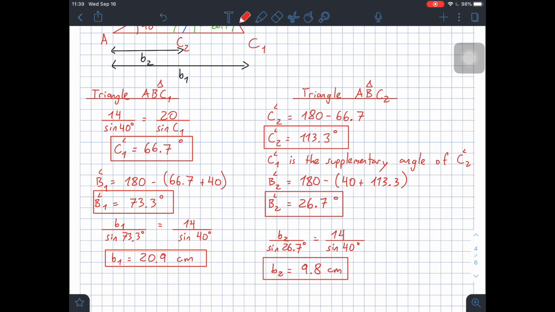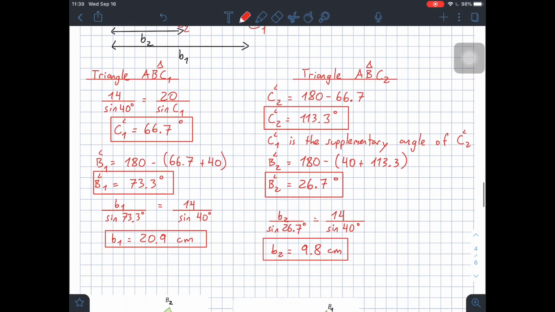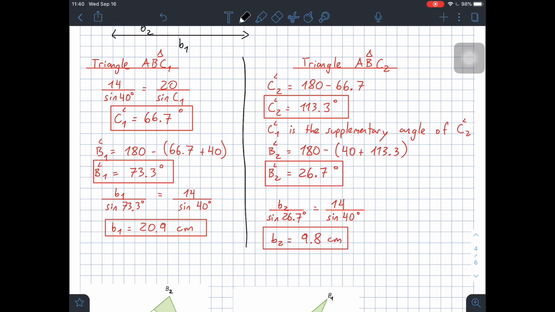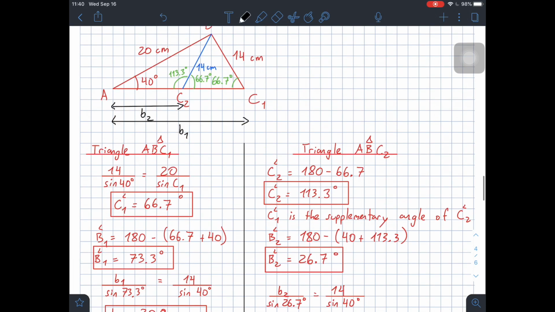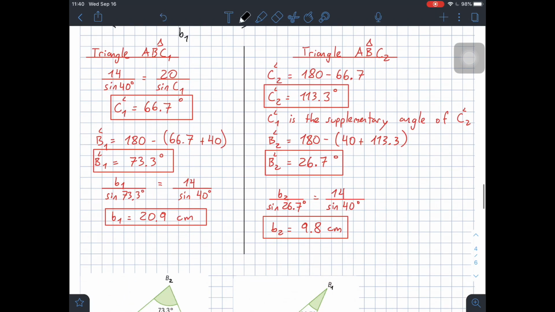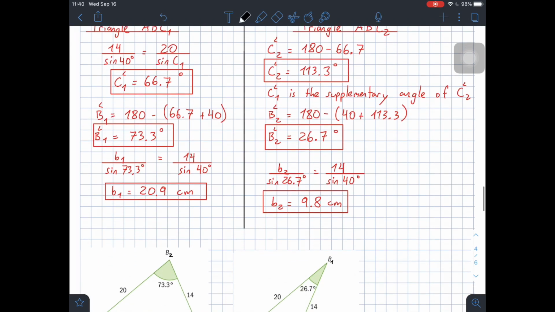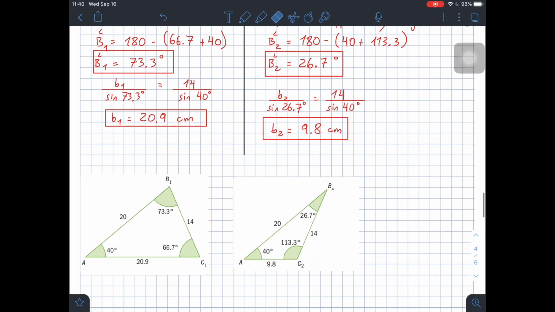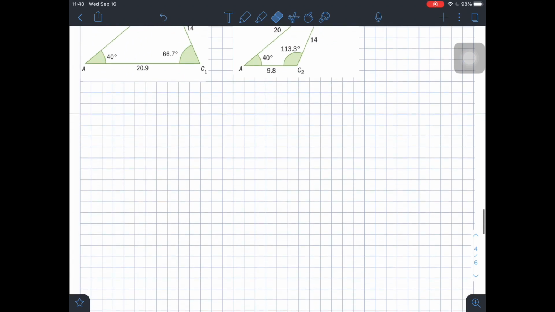Okay? So that's it. We have solved both triangles, and this is the ambiguous case, right? From the three pieces of information we were given, we were able to build two triangles which have different angles and sides. Okay, and this is the result. There you go. So this is the result of the ambiguous case. So I think that's it.